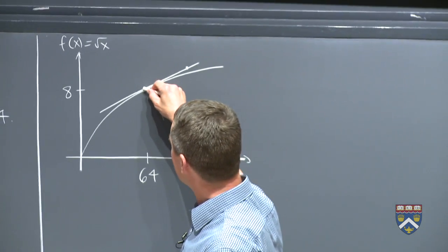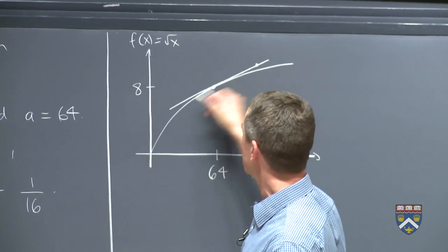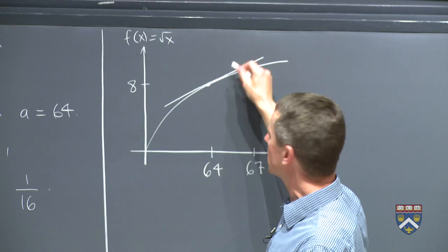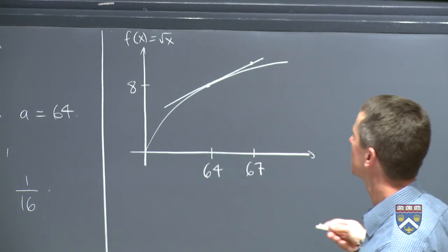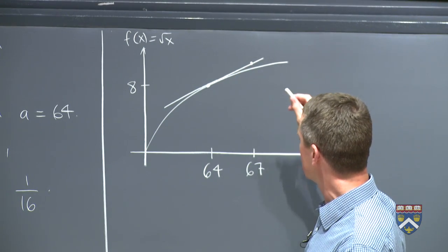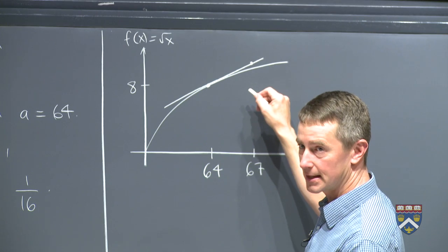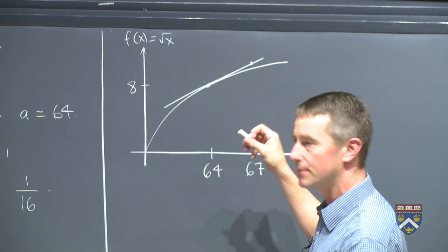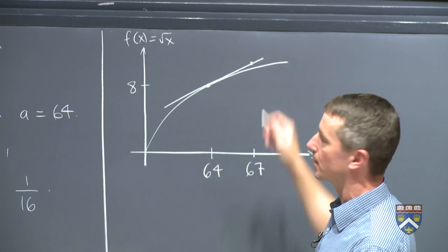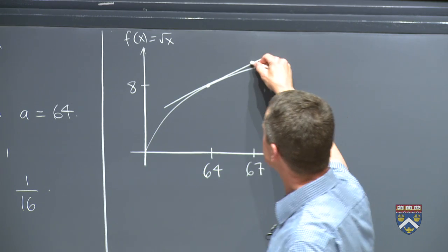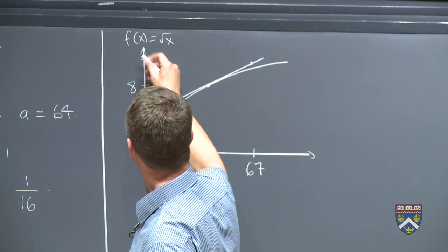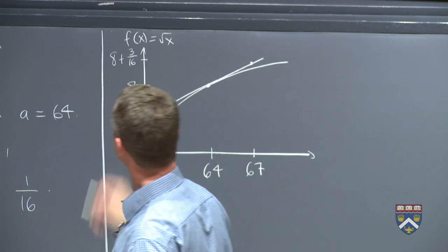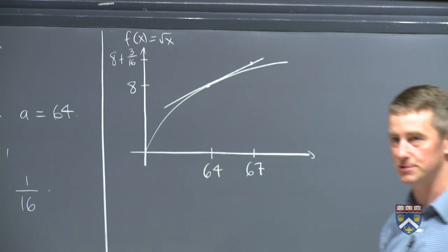So let's figure out what the answer is going to be. Here we are at a y value of 8 and a slope of 1/16. So when we go over 1 unit on our tangent line, we should go up 1/16 of a unit. How many units do we want to go over? We would like to go over 3 units to get to 67. So every time we go over 1 unit, we're going to go up 1/16. If we go over 3 units, we should go up 3/16. Therefore, our estimate up here should be 8 plus 3/16. That's the answer we're going to get when we use the formula.